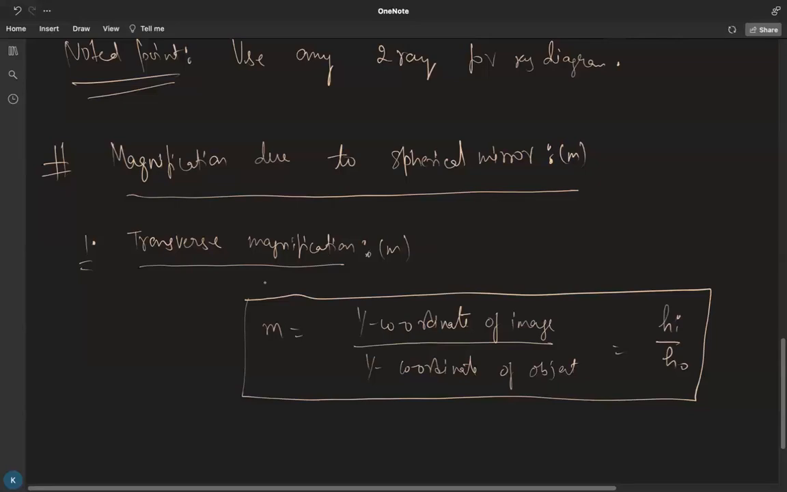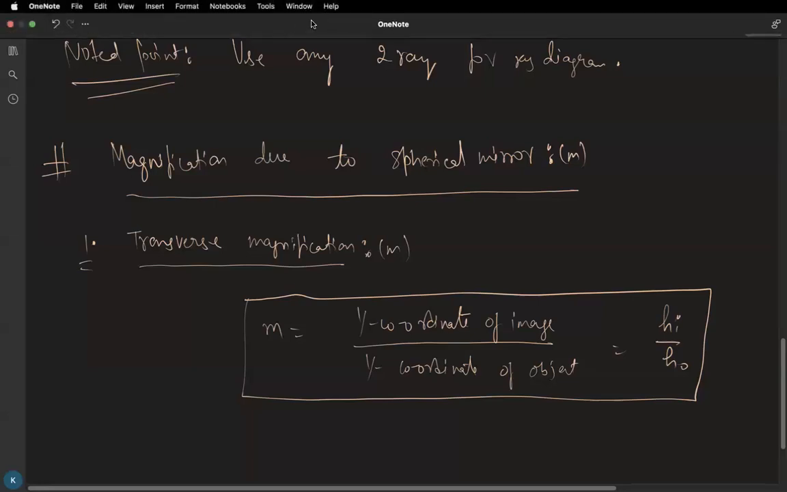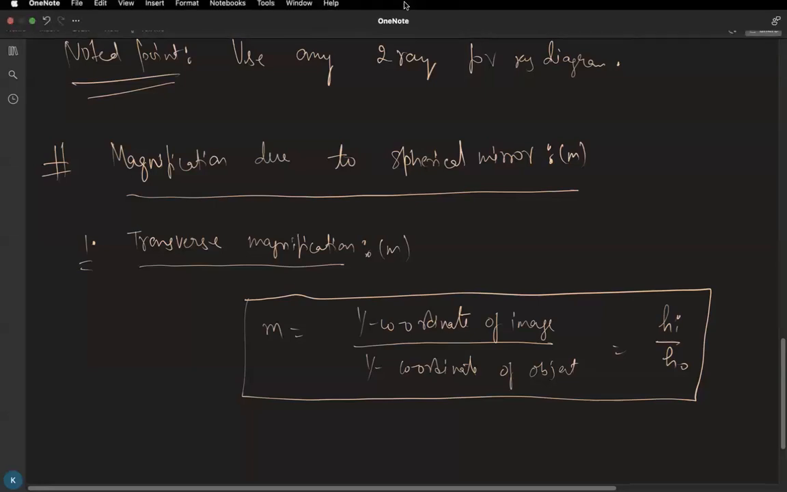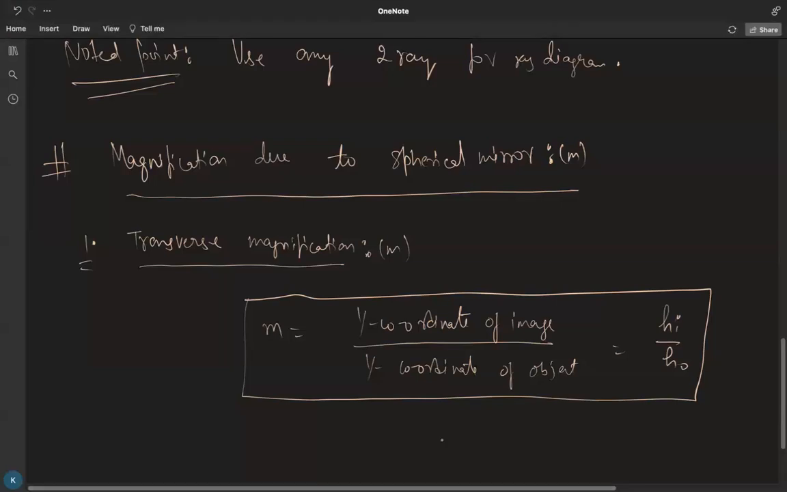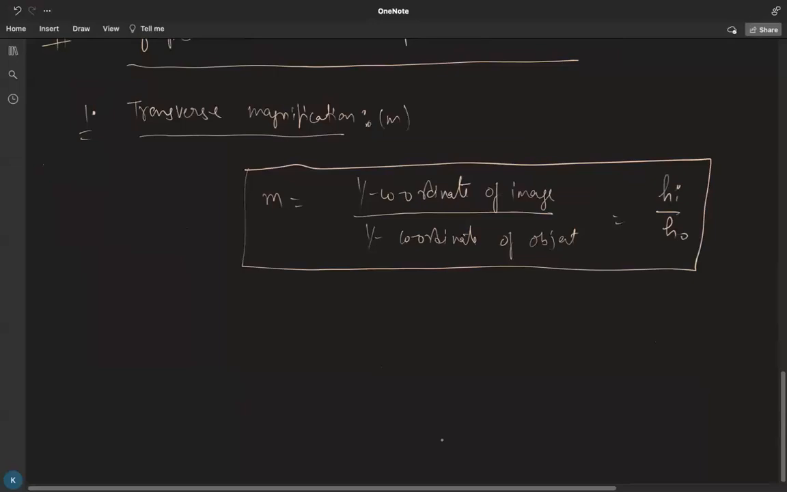I'm again saying you have to use the sign convention in a good manner, because this is the thing that will help you. Otherwise, you get the wrong answer. That's what I'm trying to say. So M is equal to HI by HO, and it is actually equal to minus V by U.